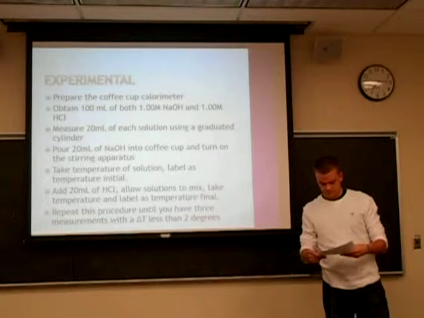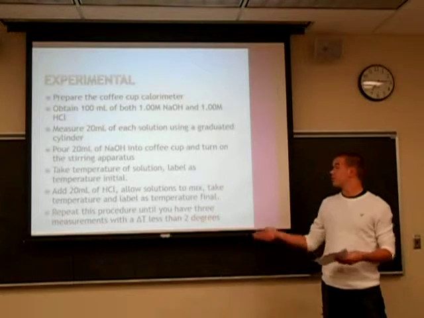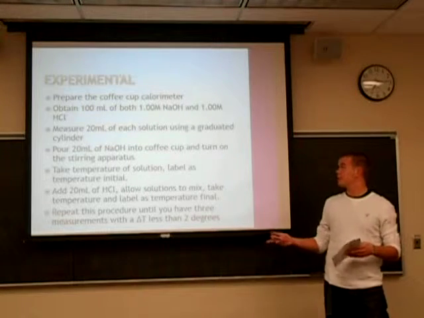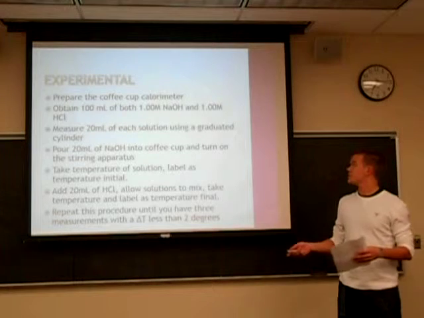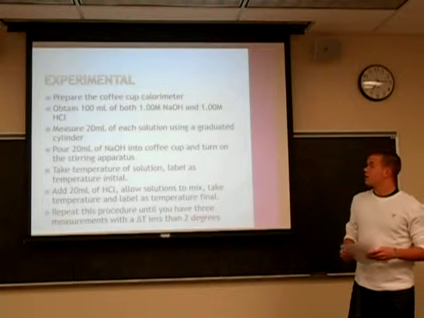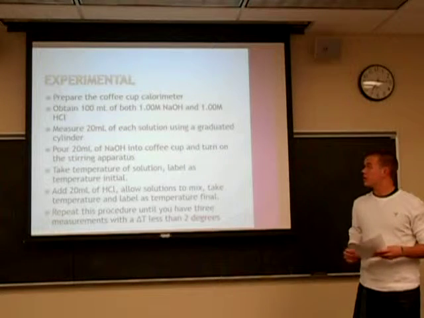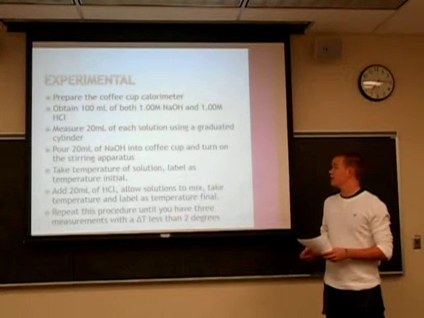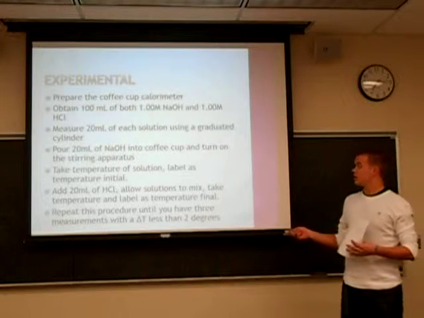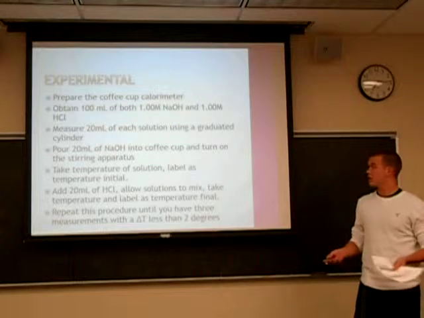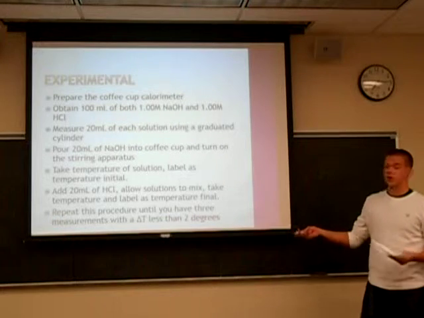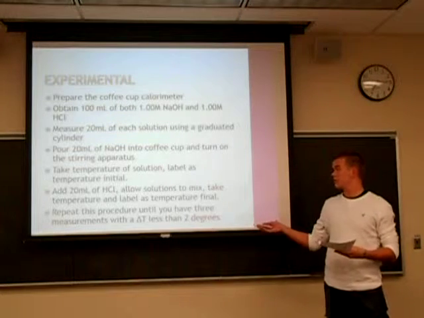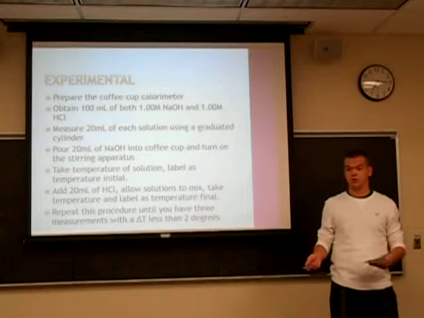The procedure for this experiment was first to prepare the apparatus, and second, to obtain 100 milliliters of both the NaOH and HCl. You measure 20 milliliters of each solution into a graduated cylinder. You take the graduated cylinder with NaOH first and pour it into the coffee cup and turn on the stirring apparatus. Right then you would take the temperature of the solution and label it as the temperature initial.